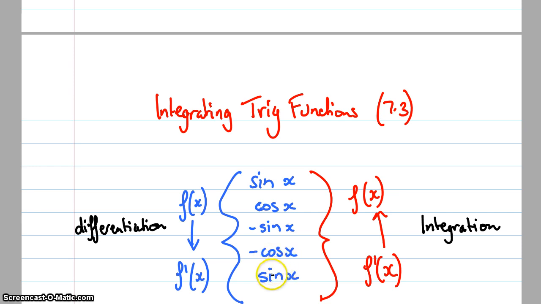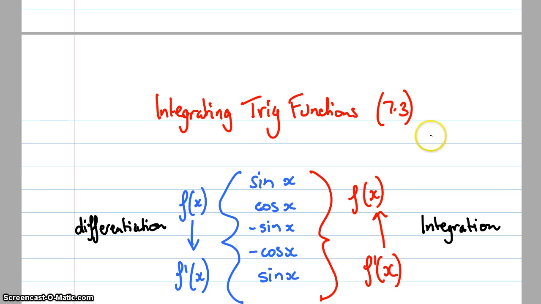What I want to do now is, instead of differentiating, I actually want to integrate, which means all I do is the complete reverse. So integrating sine x goes to negative cos x. Integrating negative cos x goes to negative sine x. Integrating negative sine x goes to cos x. And integrating cos x goes to sine x.